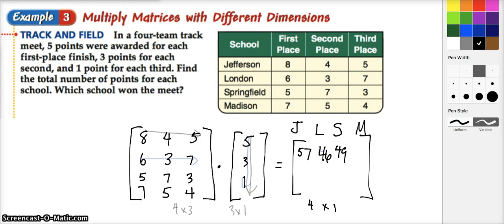And finally, Madison, we've got 7 times 5, 5 times 3, and 4 times 1. 7 times 5 is 35. 5 times 3 is 15. And 4 times 1 is 4. So 35 plus 15 is going to give me 50. 50 plus 4 is going to give me 54. And that's it. This is the product. And this product also shows us easily who the winner is, which is Jefferson.